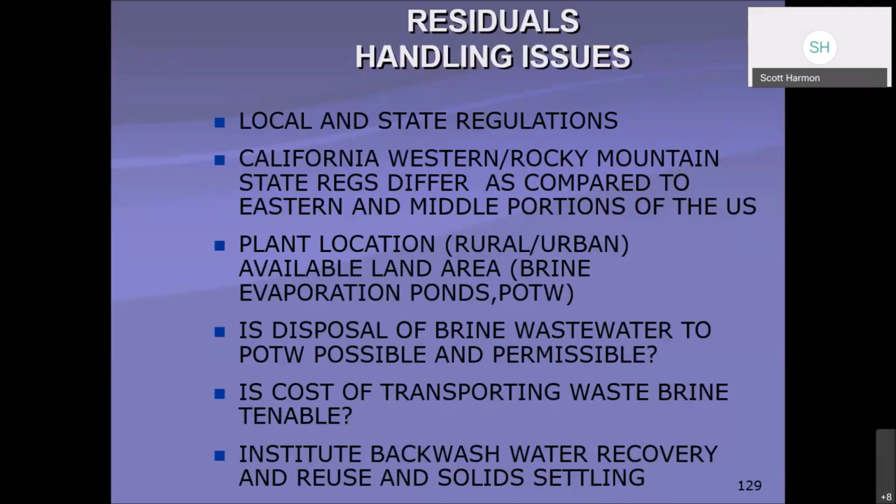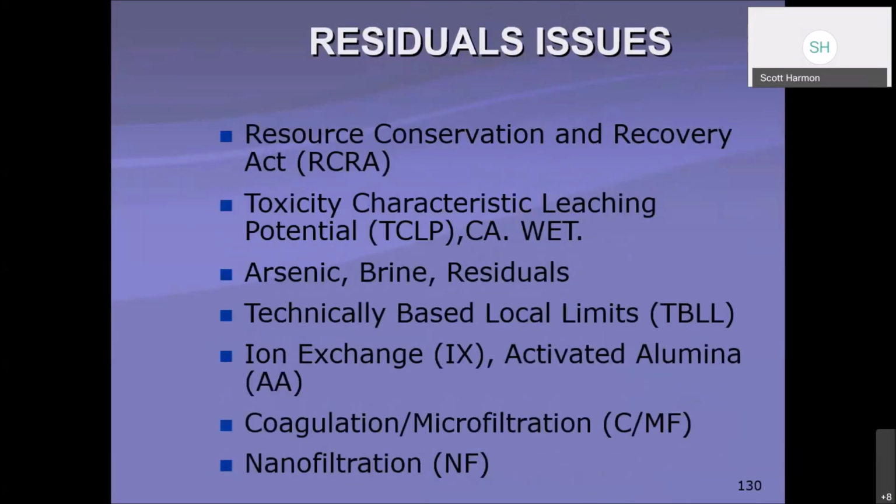Institute backwash water recovery and reuse of solid settling. That could be something you could try to mitigate some of these things. So RCRA, when you hear me say that coming up, it's the Resource Conservation and Recovery Act. It's a national act that deals with toxic chemicals and metals. So toxicity characteristics, leaching potential, things like that. And arsenics and brines do have a leaching potential. Technically based on local limits, ion exchange and activated alumina, coagulation, there's all kinds of different issues with the technology that's available now to treat for arsenic.